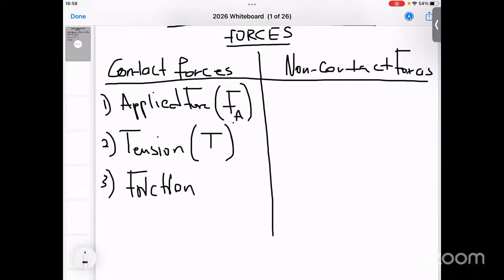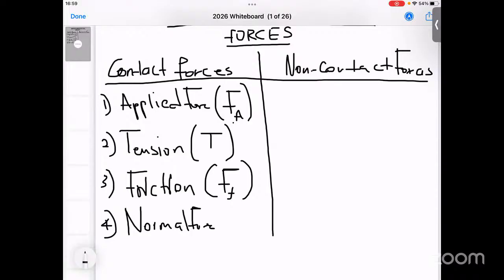This is another type of force, friction. For this one we write capital letter F and then small f, which refers to the frictional force. Let's not do too many, where we will end up complicating things. We'll leave it at the fourth one being the normal force. I will definitely explain what the normal force is. For the normal force we can just write capital letter N, or sometimes capital F with a small n, which refers to the normal force.